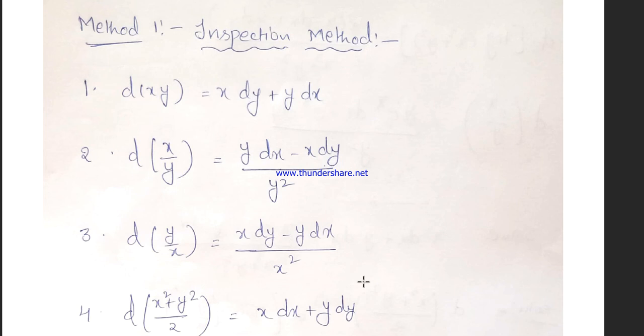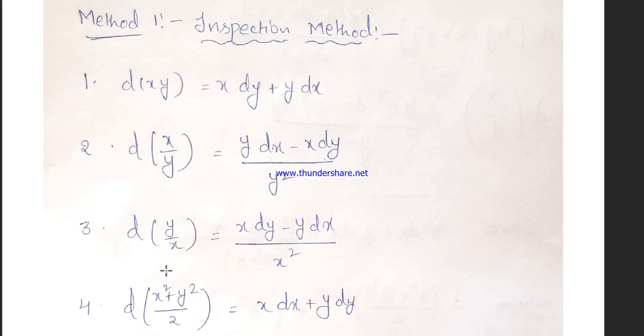That inspection method is by using some derivatives, meaning differentials. We will discuss that. The first one is d of xy equal to x dy plus y dx. Here we are using the formula u v dash plus v u dash. Next, d of x by y is (y dx minus x dy) by y square. Here we are using the formula for u by v: (v u dash minus u v dash) by v square. Next, the derivative of y by x is equal to (x dy minus y dx) by x square. Here also the same u by v formula.